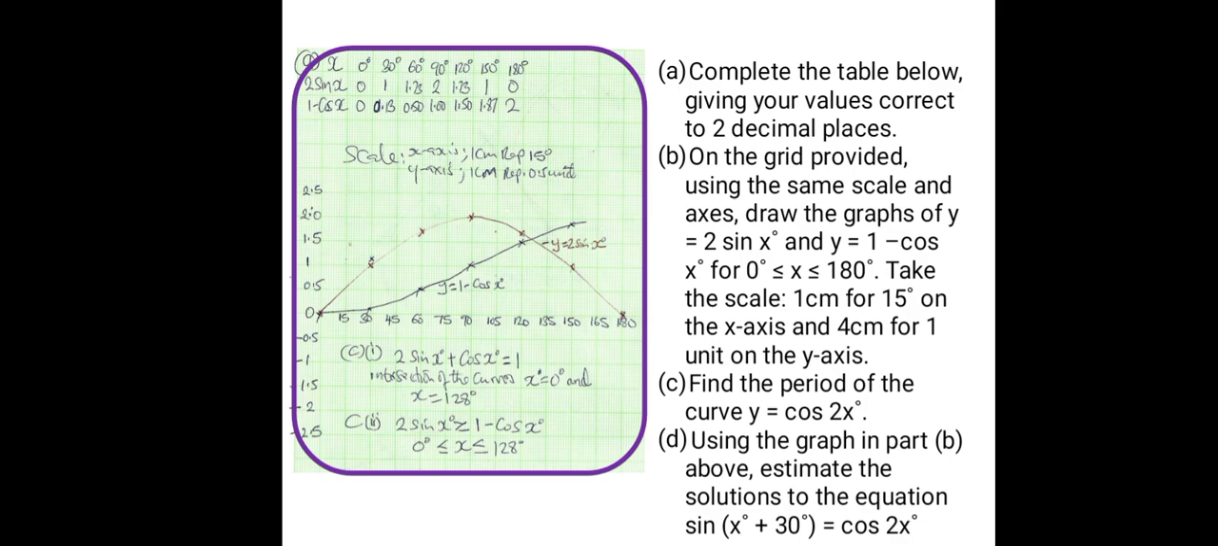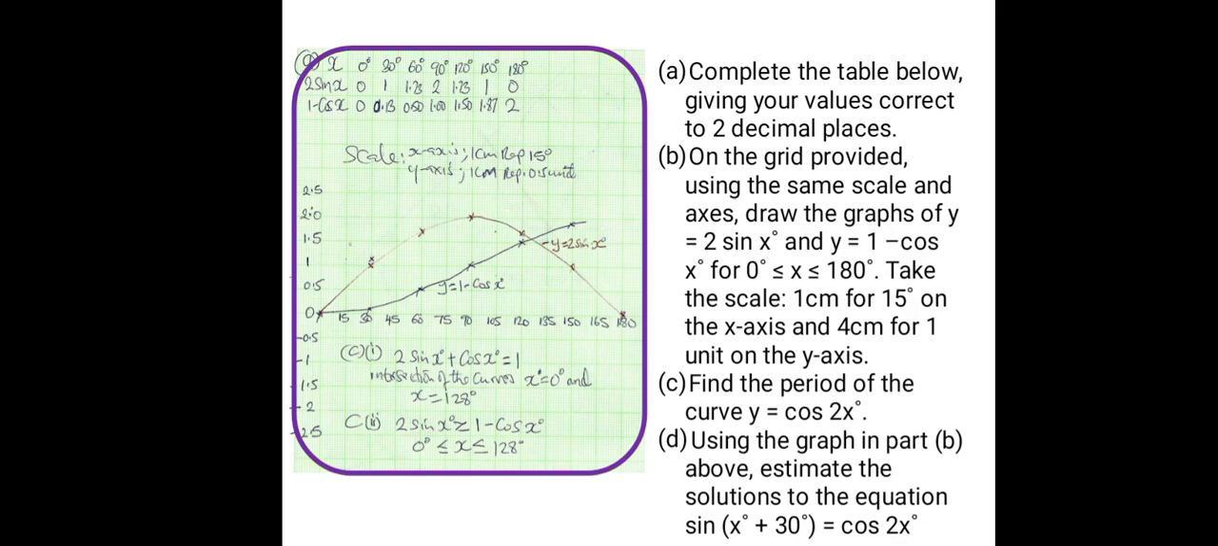Complete the table below giving your values correct to 2 decimal places. On the grid provided, using the same scales and axes, draw the graphs of y = 2 sin x and y = 1 - cos x for values ranging from 0 degrees to 180 degrees. Take the scale 1 centimeter for 15 degrees on the x-axis and 4 centimeters for 1 unit on the y-axis.